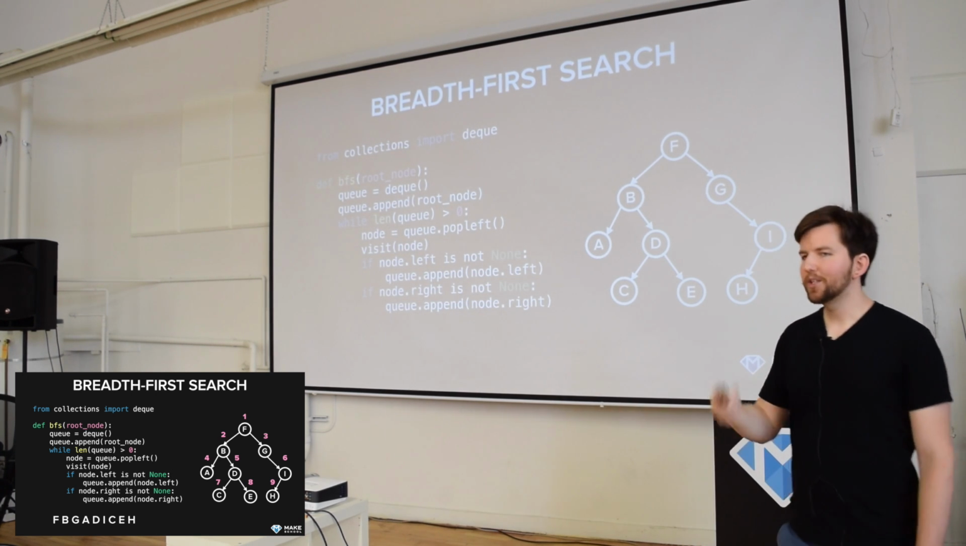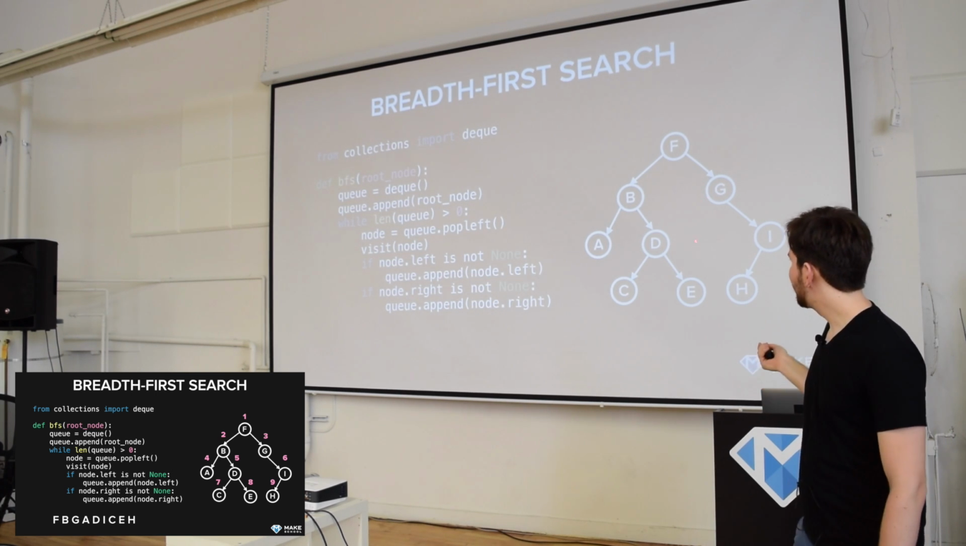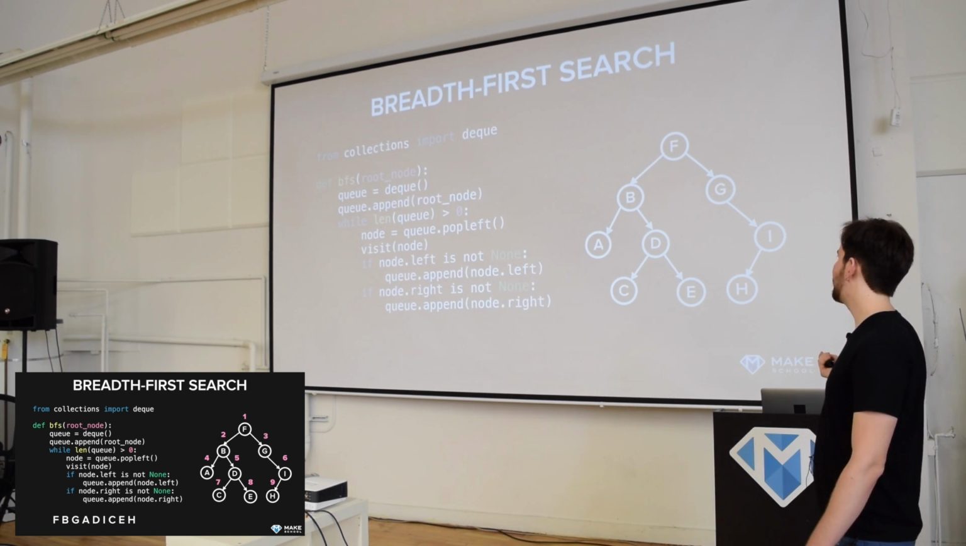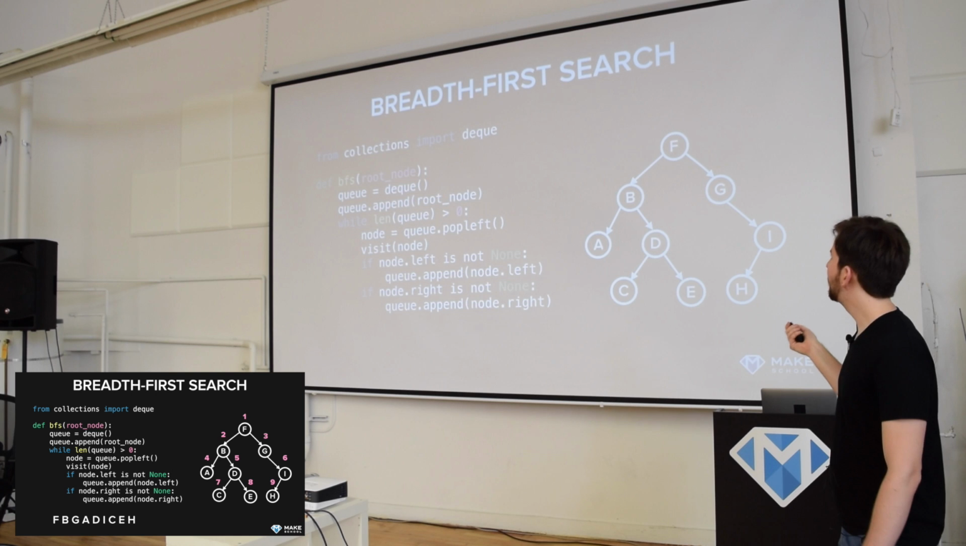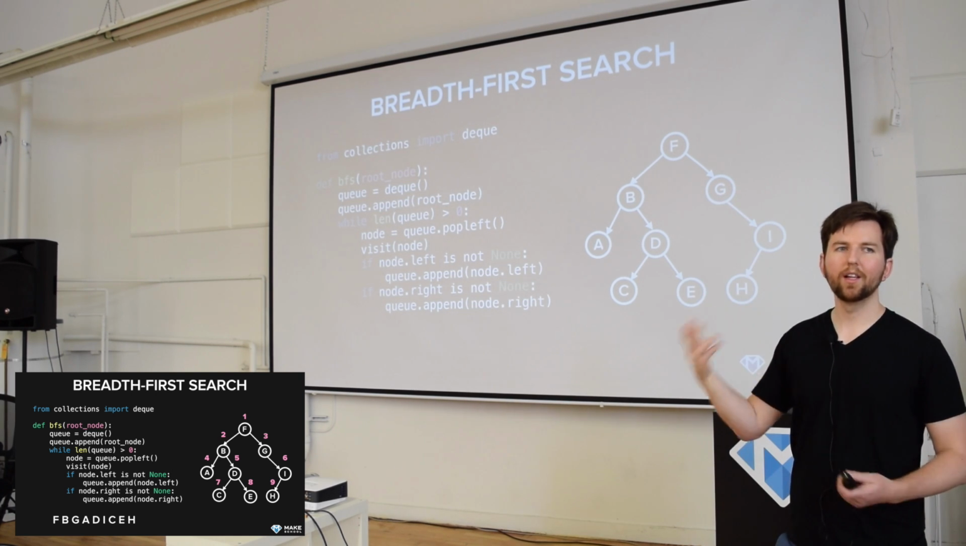So next we visit G, we grab it out of the queue, and we add the left and right children. It has no left child. We add I, the right child. And so far we've printed F, B, G, and we are visiting them in level by level order, left to right, like was the goal.